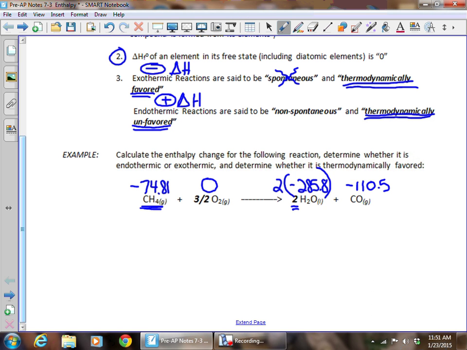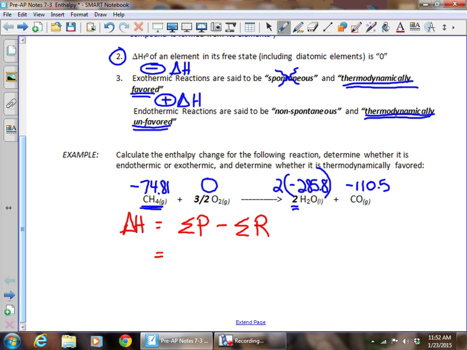And this is how I want you to set up this problem. The first thing I want you to do is to write the equation. And remember, if it's in red or blue and you don't do it, you're going to lose points. So the heat of reaction is equal to the sum of the products minus the sum of the reactants. And I want you to write those down.